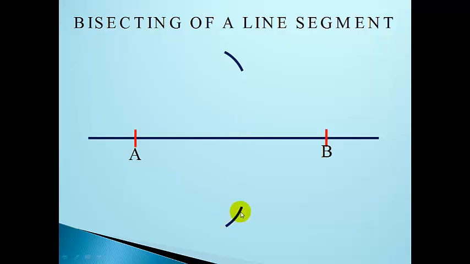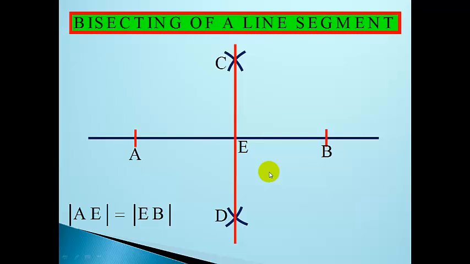Now, with the same radius that you used in describing the arcs above and below the line AB, stand at point B and describe another arc above the line AB and below the line AB as shown. Name the points of intersection of the arcs C and D. Now we draw a straight line passing through the points of intersection of the arcs above and below the line AB. So we draw a straight line from C to D.